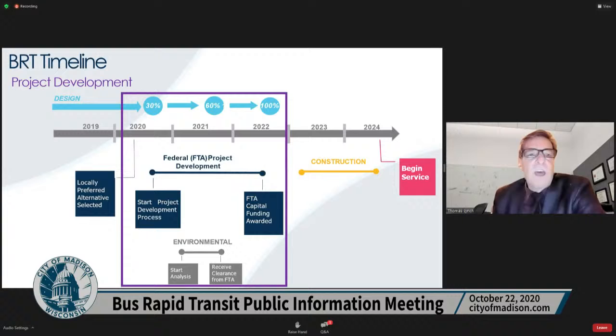So this is the BRT timeline, and what I'm going to do is pass it off to our new Metro GM, Justin Sternberg. Justin, could you go ahead and outline the timeline and take the next several slides?